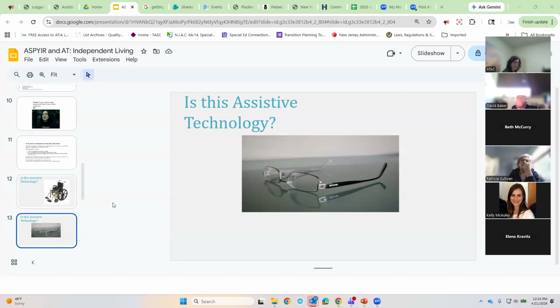But if you are wearing glasses, by definition, the glasses are helping you to see better, understand your surroundings better, understand what you're reading better, etc. So in that way, they do become assistive technology.